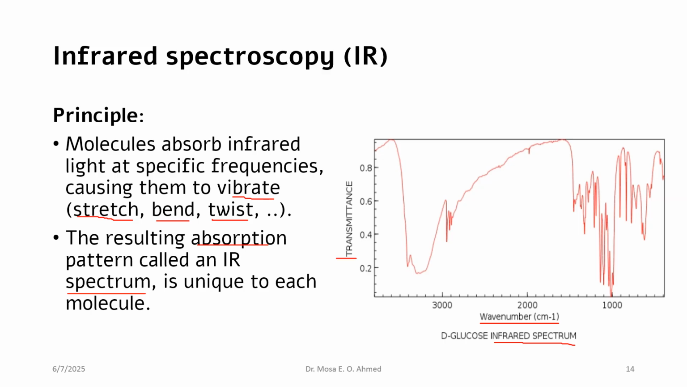So each compound has a unique graph or spectrum representing the functional groups present in the molecule at a specific wave number. In general, the area below 1000 centimeter minus 1 is known as the fingerprint area.